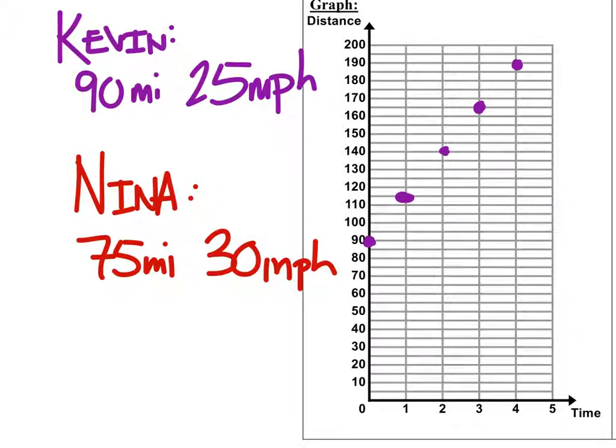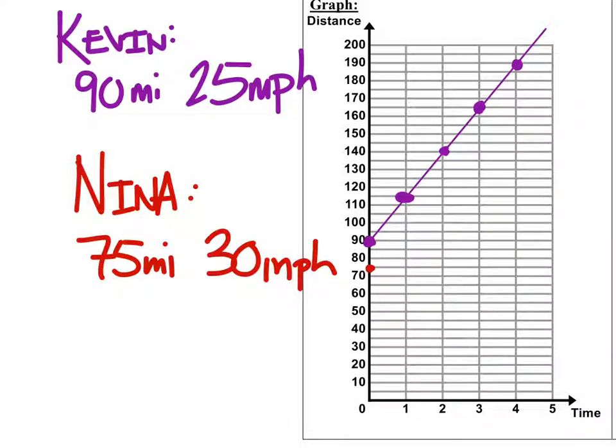Let's go ahead and draw that for old Kevin. Bam, there's Kevin's line. Now let's draw Nina's line. We know that Nina was 15 miles behind Kevin at the time he was 90 miles into it. So that makes her 75 miles right here.